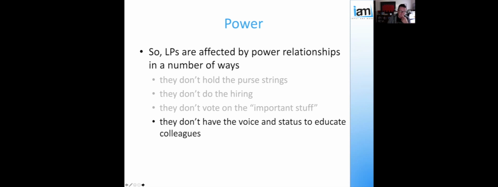And this has a number of implications for innovation. So how does this power relationship make innovation difficult? I'm going to offer just two anecdotes, just so you can make it crystal clear how this happens.